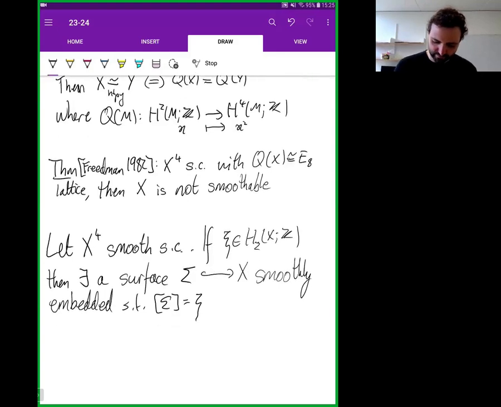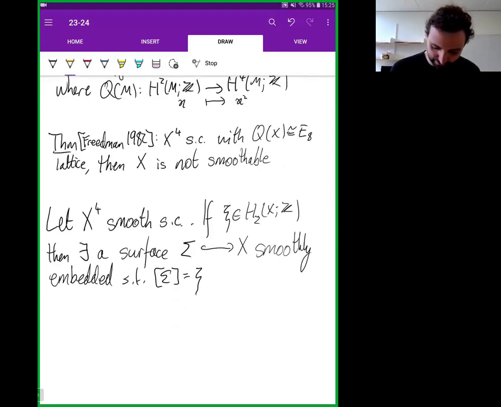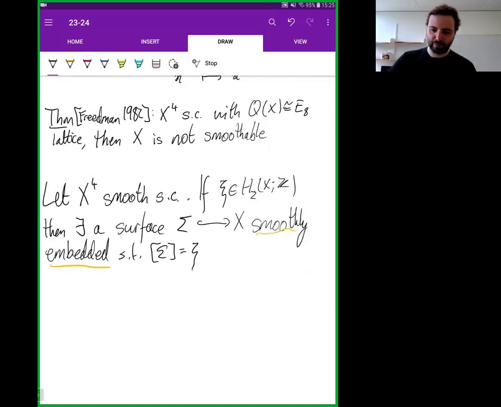And there are two things to note. The first is that it's smoothly embedded, so it's not just immersed. So even though this homology class might be a multiple of a primitive class, you can actually take a smoothly embedded surface. It doesn't have to self-intersect, which is always really strange. This fact kind of haunts me since I found out about it. So you can change the representative in the homology class to find a smoothly embedded one, getting rid of the self-intersection points, which is kind of weird. I thought this was cool.